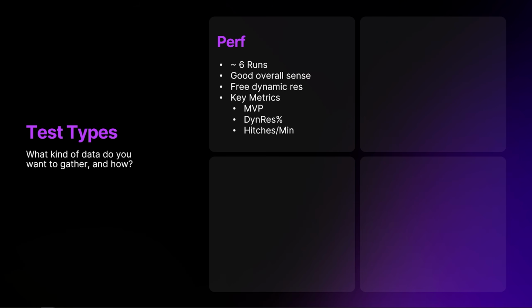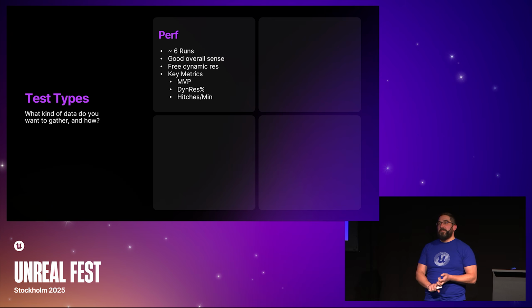So the perf test type is a good overall gut check. On supported platforms, it will run with a free dynamic resolution. So the key metrics that we'd be looking at are going to be things called missed vsync percent, the dynamic resolution percentage, and hitches per minute.